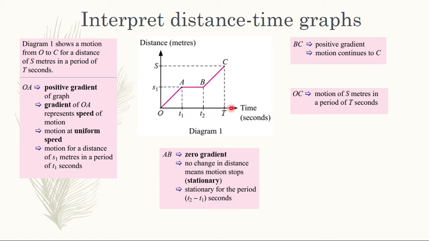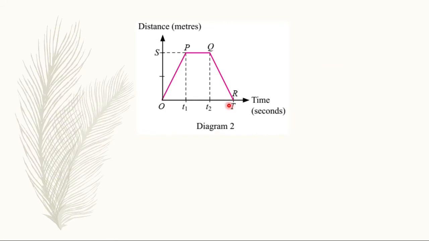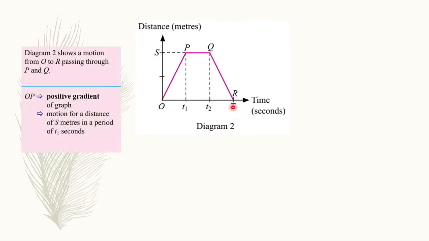Okay, now we look at the next example. Again, this is a distance-time graph, where the distance is represented by S and the time by T. This is a motion showing from O to R, passing through P and Q.